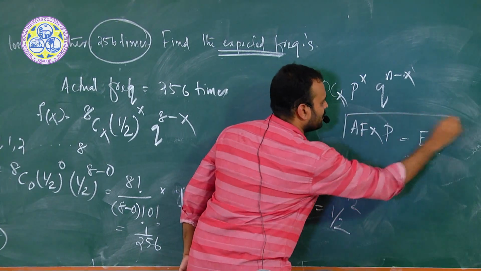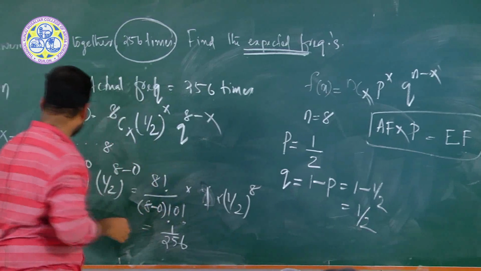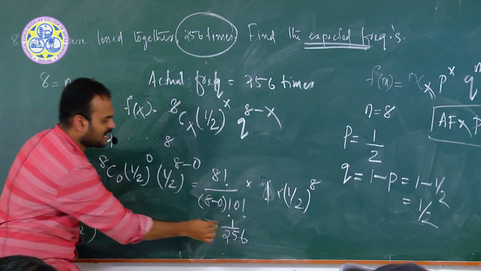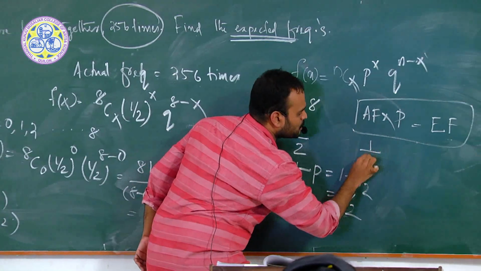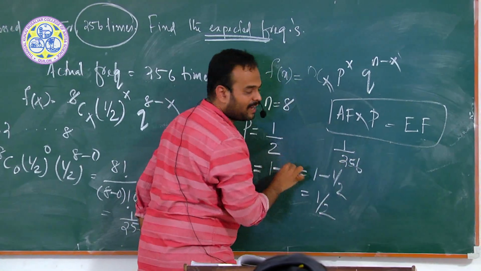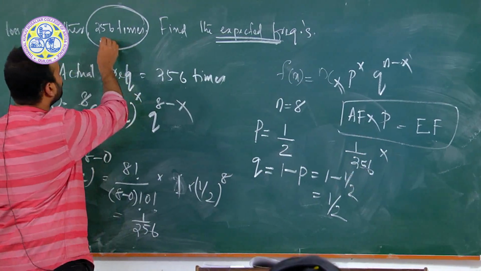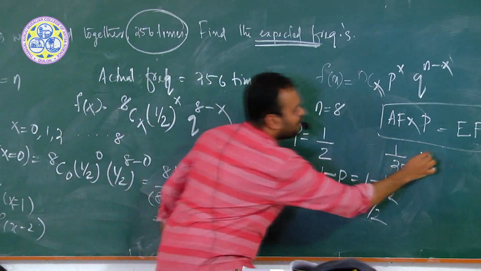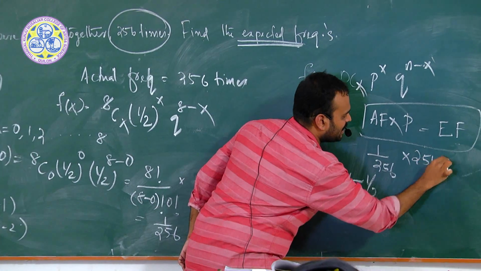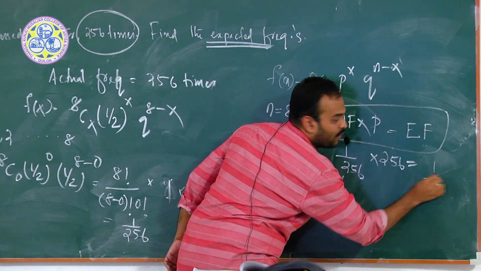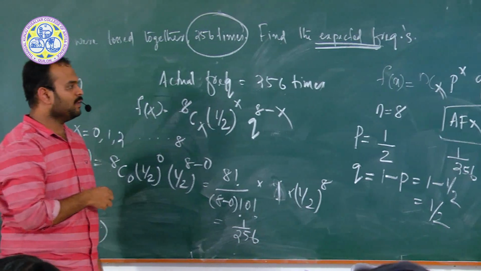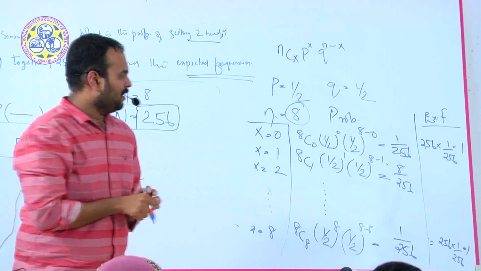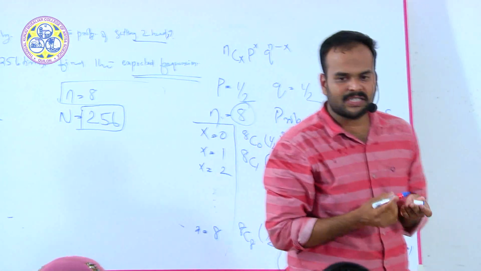Here, considering the first case, our answer is 1 by 256. Then 1 by 256 as the probability value into the actual frequency, how much? 256. You multiply with 256. Then our expected frequency is 1. Likewise, you have to do the problem up to 8 values. Then you get the expected frequencies. This is all about the binomial distribution.